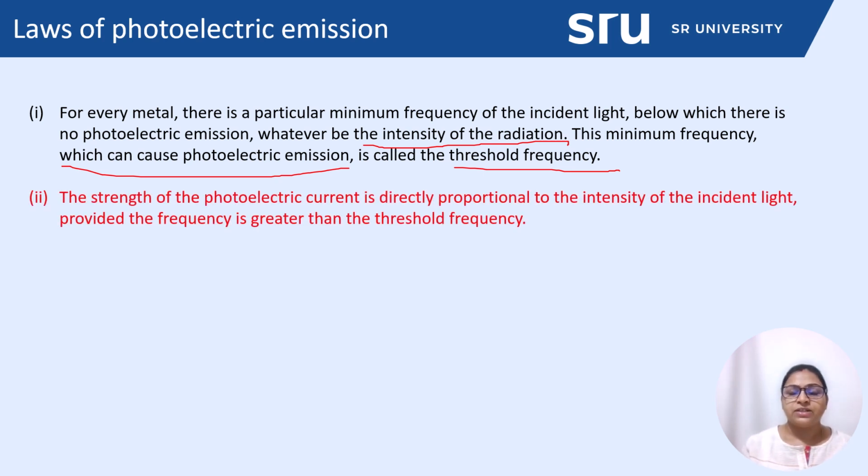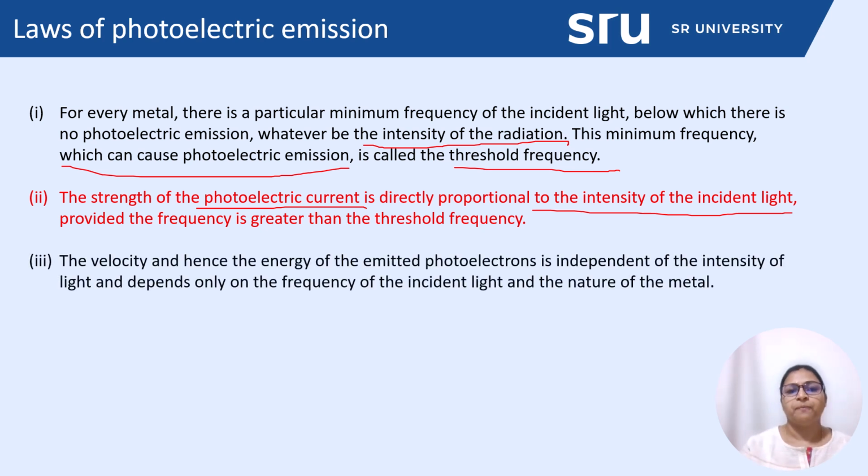Second is the strength of the photoelectric current. The strength of the photoelectric current is directly proportional to the intensity of the incident light, provided the frequency is greater than the threshold frequency. And third, the velocity, and hence the energy, of the photoelectron is independent of the intensity of incident light. So photoelectron energy is independent of the intensity of light, but it depends on the frequency of the incident light and the nature of the metal.